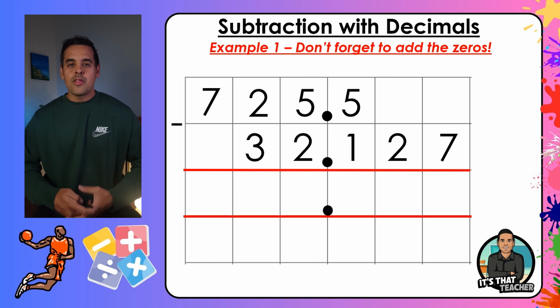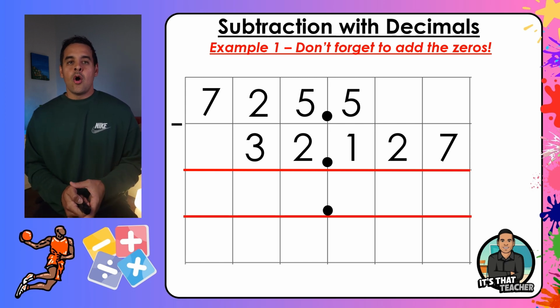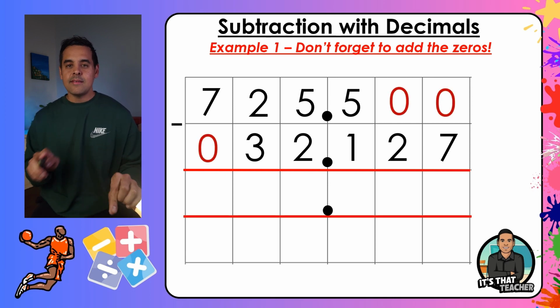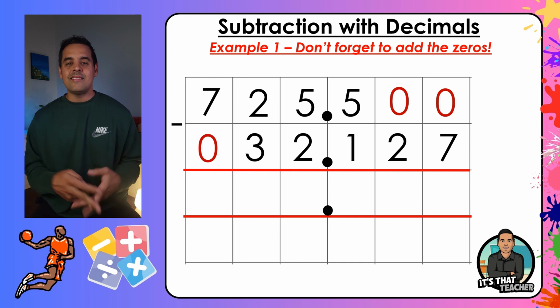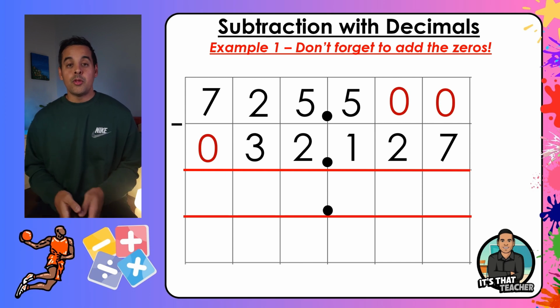So 725.5 take away 32.127. Now, like I said, always include the zeros. Any box that doesn't have a 0, make sure you put a 0 there to make it even, so you can see 6 digits, take away 6 digits, okay? So we start in the furthest column on the right, which would be the thousandths column. You can see 0 take away 7.